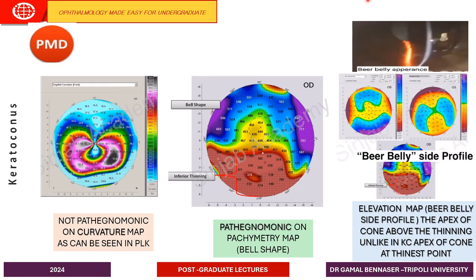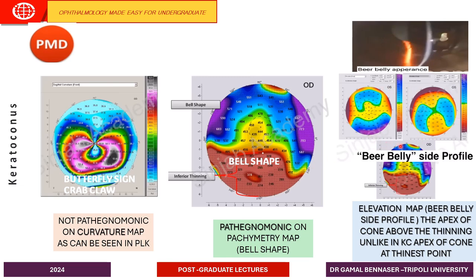Now, among the topographic differences between pellucid marginal degeneration and keratoconus, in the curvature map, this is the typical sign of the kissing doves or the butterfly or crab claw appearance. And this is seen in the curvature map, although it is not pathognomonic for pellucid marginal degeneration, because it can be seen also in pellucid-like keratoconus. Now, the pathognomonic sign is seen in the pachymetry map, which is known as the pill-shaped sign, and this should be evident only with a large-scale map, so you should take a 12-millimeter map so that you can see the peripheral part of the cornea, and you can clearly see the thinning in the far periphery of the cornea. This is pathognomonic for pellucid marginal degeneration.